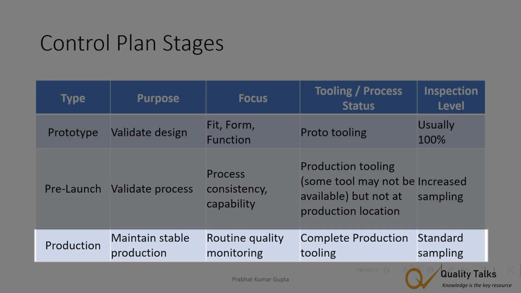Production control plan. This phase begins once all tooling and processes are fully developed and production is stabilized. The goal is to maintain consistent quality during regular manufacturing. Standard inspection methods such as gauging and sampling are used to monitor and control quality.